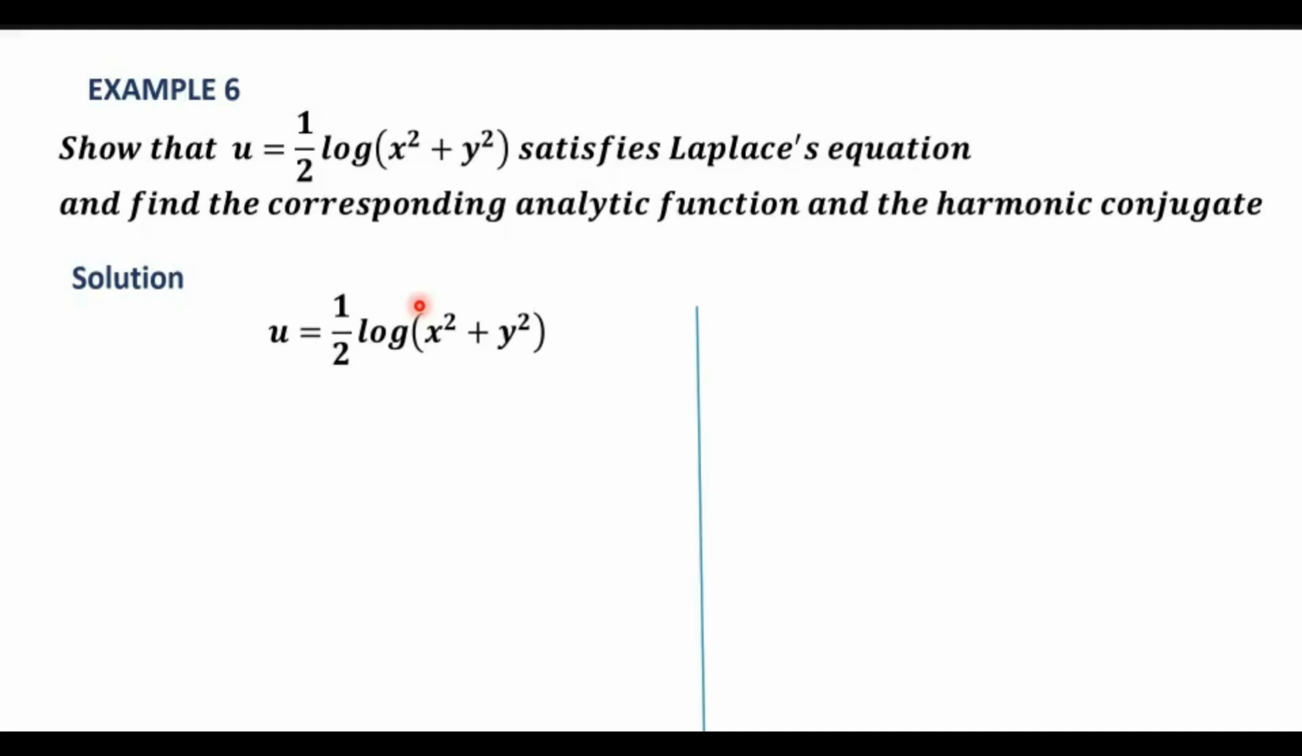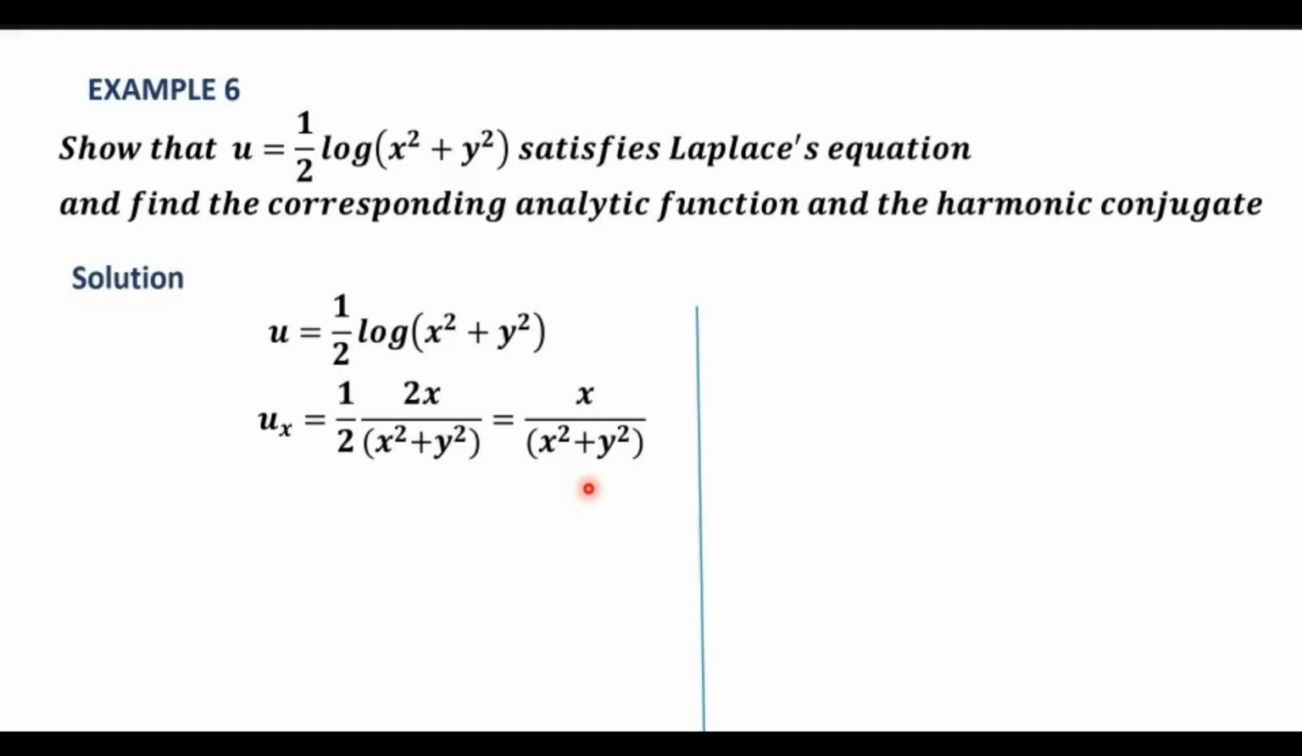So ux, differentiating u partially with respect to x. Half into log derivative is 1 upon x square plus y square, into derivative of x square plus y square, which is 2x. So 2 and 2 will get cancelled. We will get ux is equal to x upon x square plus y square.